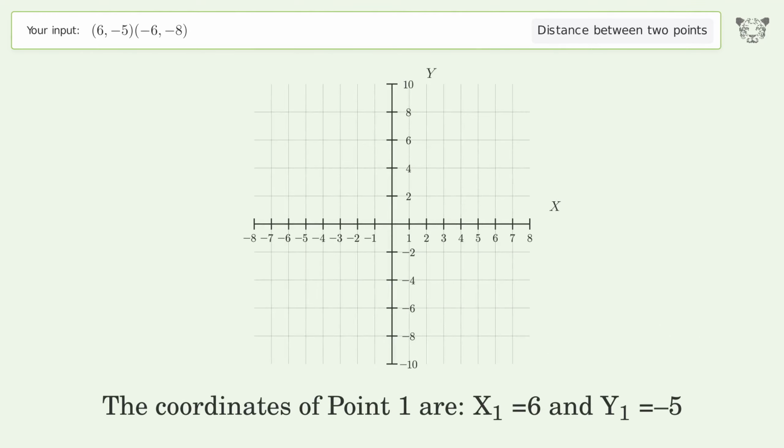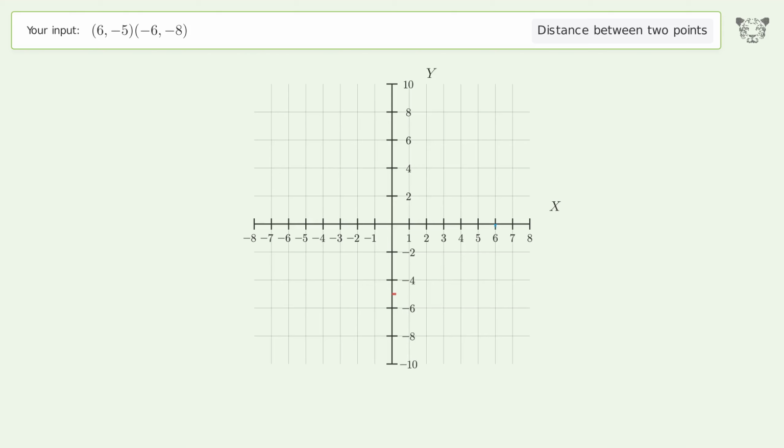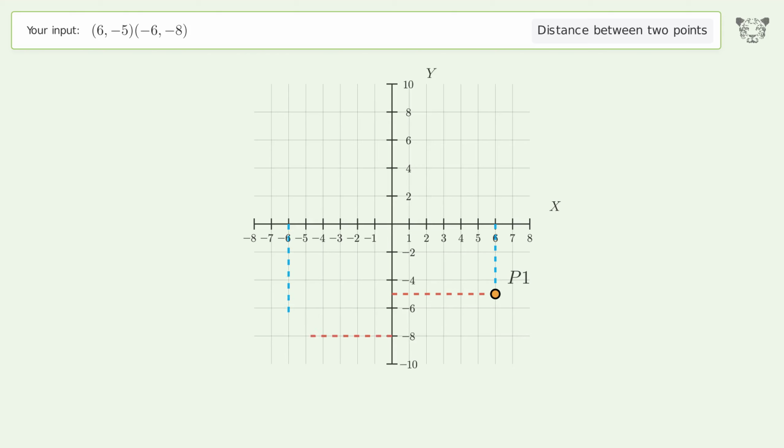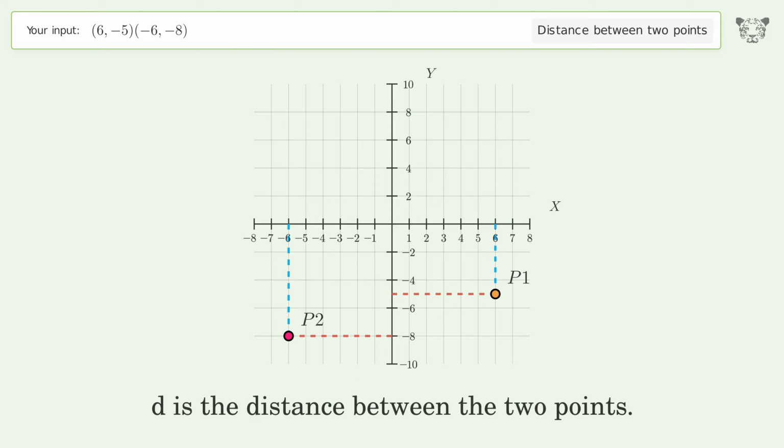The coordinates of point 1 are x1 equals 6 and y1 equals -5. The coordinates of point 2 are x2 equals -6 and y2 equals -8. D is the distance between the 2 points.